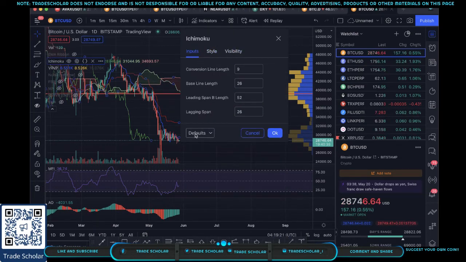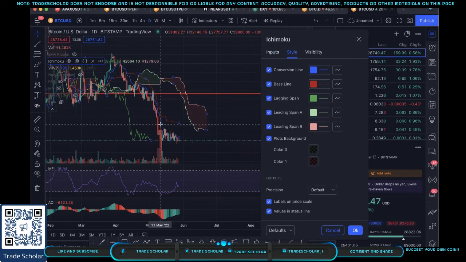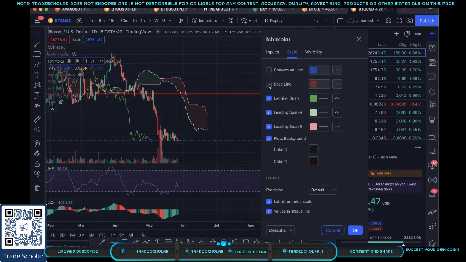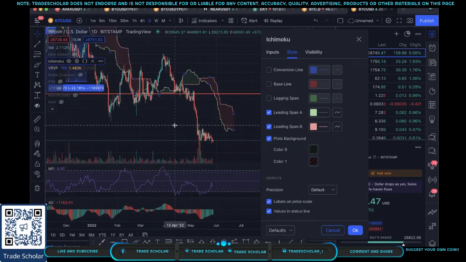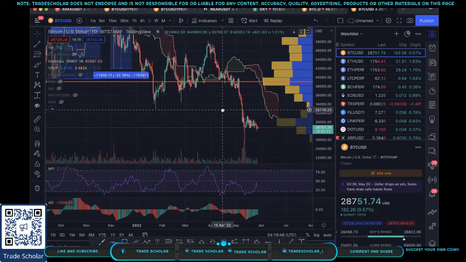Just the default. If you want to remove the lines like Tenkan-sen and Kijun-sen, you just remove the conversion and the baseline. If you also don't want to see the lagging span, then you can have a clearer chart. You can remove those and just leave the cloud. That's also fine. But for added support and resistance, you can always add these two. I hope this helps.